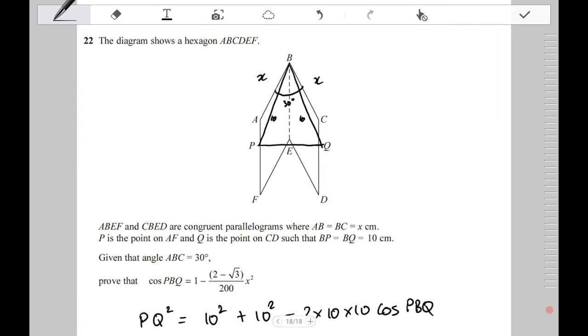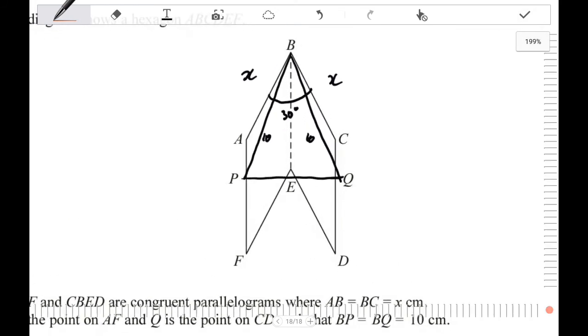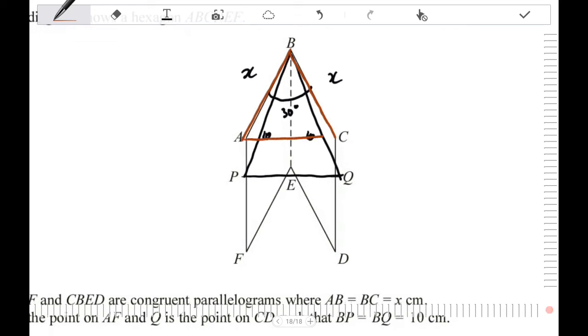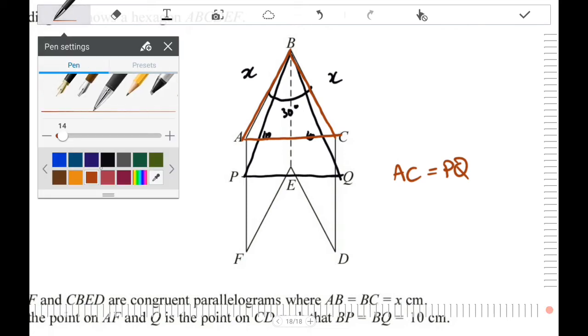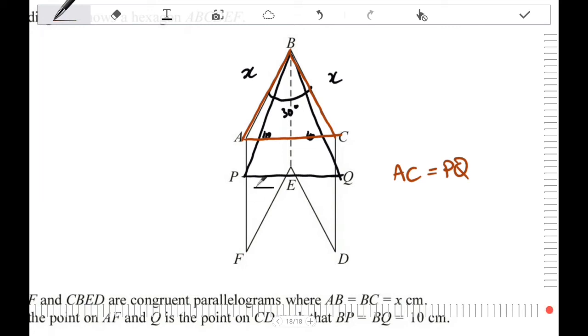Well, if you think about it, here's something which maybe a lot of students might not realize, but it's something that you pick up with practice. They said that this triangle here, with this angle, is 30 degrees. And you can argue that AC equals PQ. So technically, I can use the cosine rule on this triangle in brown as well, which is what I'm going to do now. And using this rule, PQ equals AC.